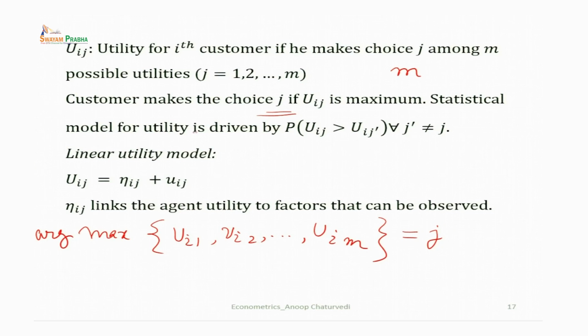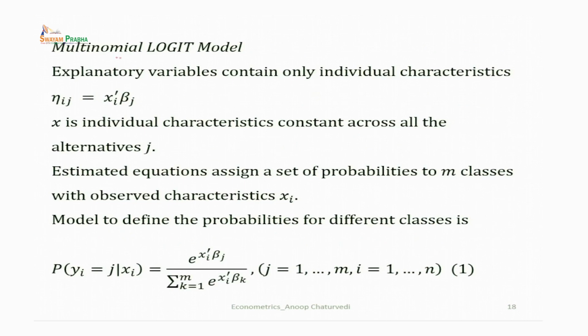Then the statistical model for utility is driven by the probability that Uij is greater than Uij' for all j' not equal to j. So, this probability is of interest. Now, first we consider the linear utility model. So, Uij equals eta ij plus epsilon ij. Eta ij links the agent utility to factors that can be observed. So, in the multinomial logit model, suppose explanatory variables contain only individual characteristics, say these xi's. Then you can write eta ij equal to xi transpose beta j.